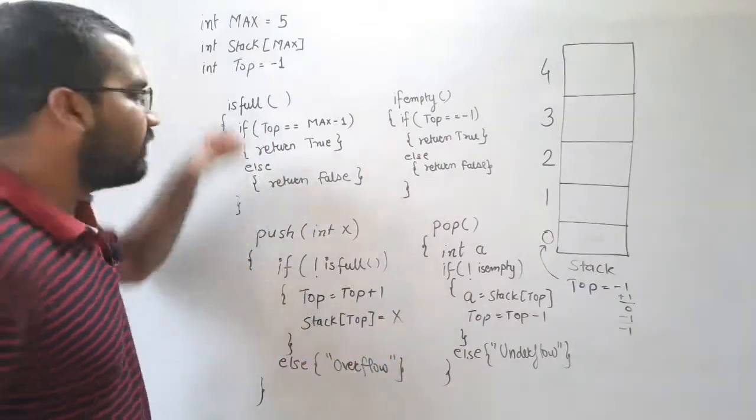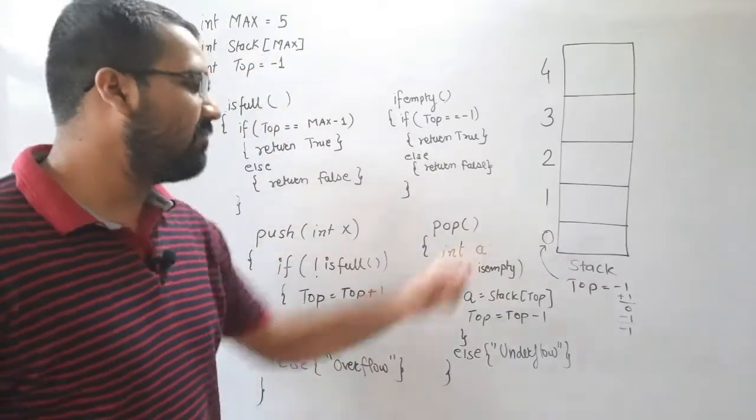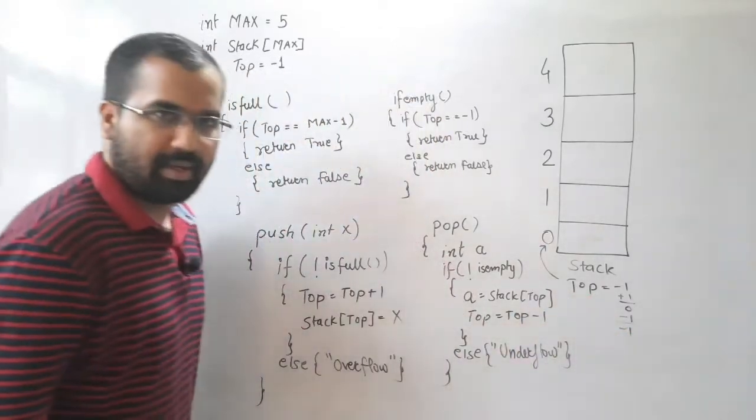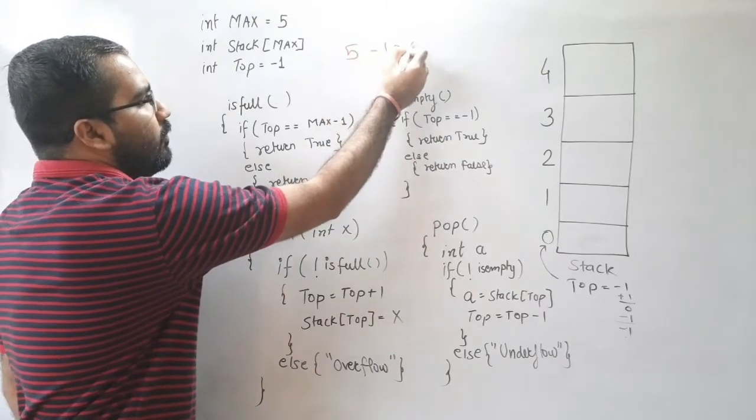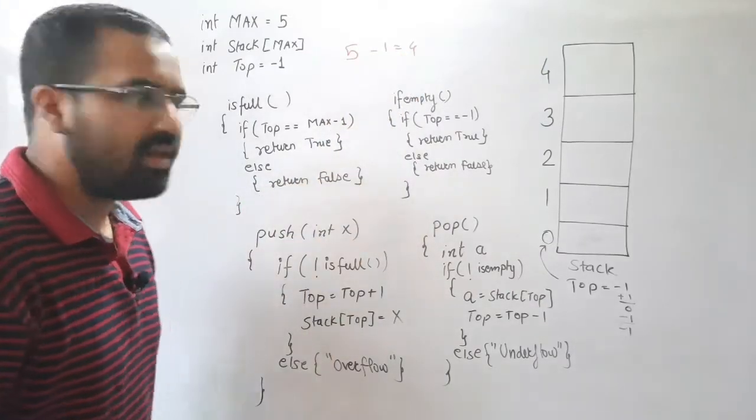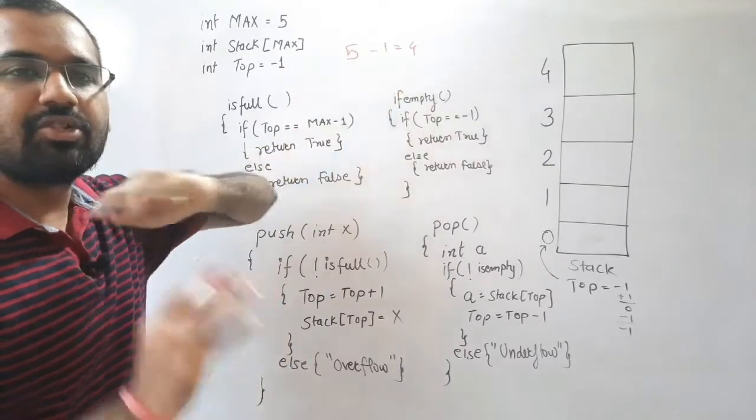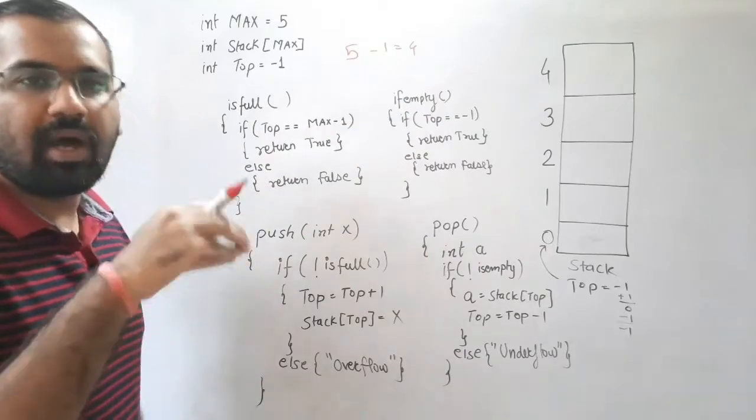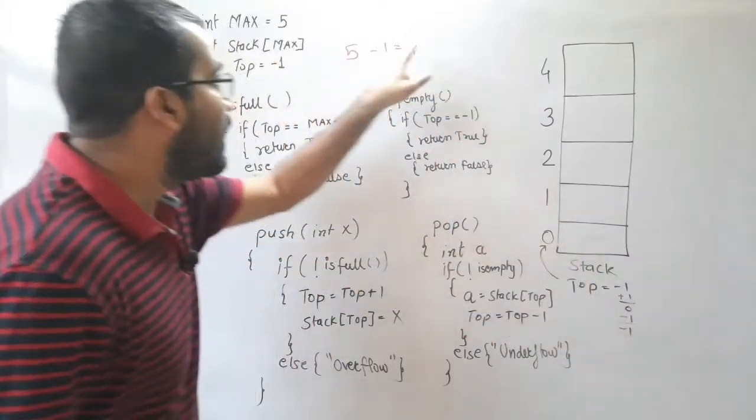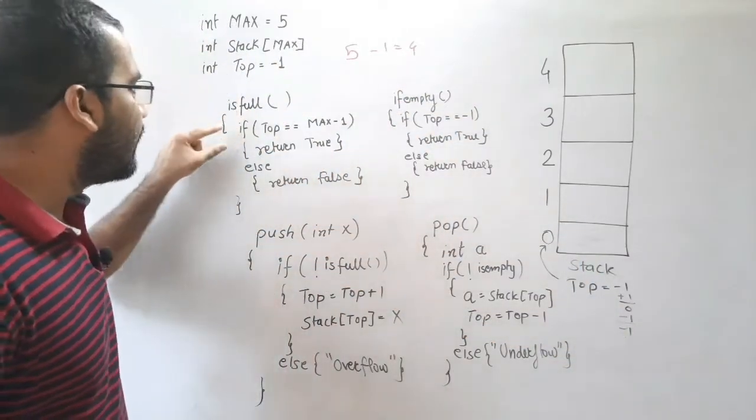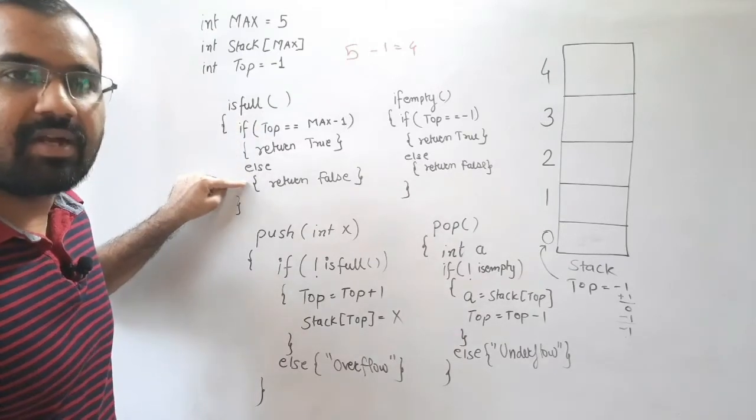Now the condition for is full is mentioned as: if top equal to max minus 1. Initially, the top value is equal to minus 1. And what is max minus 1? Max equal to 5, minus 1 equal to 4. That means when the top value is equal to 4, we can say there is no further space to put another element into our stack. But now it is minus 1. Minus 1 is not equal to 4, so this is not true, and we go to else and return false.